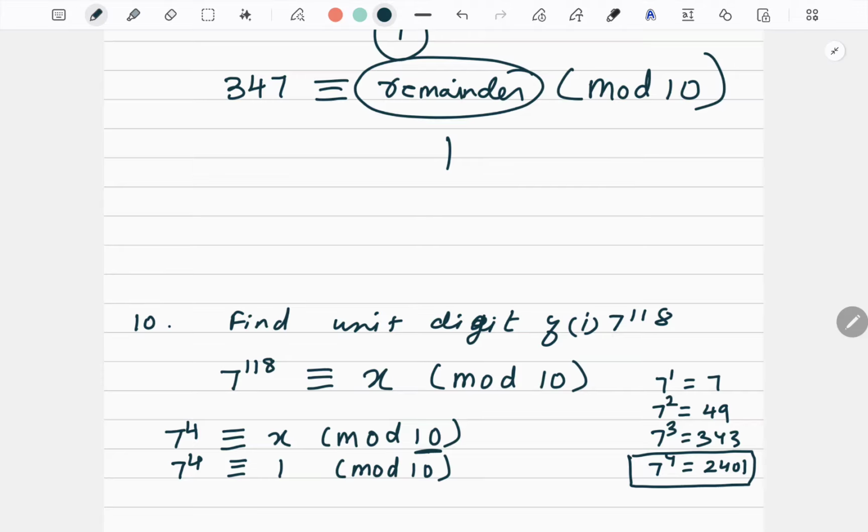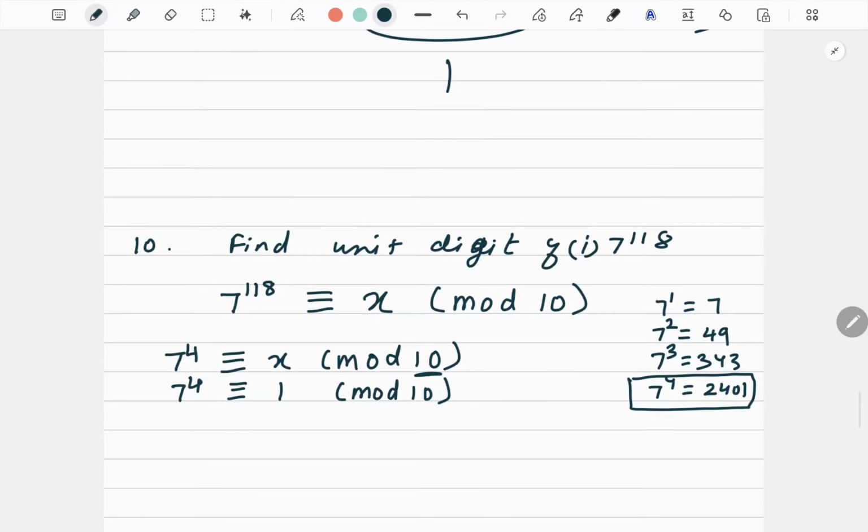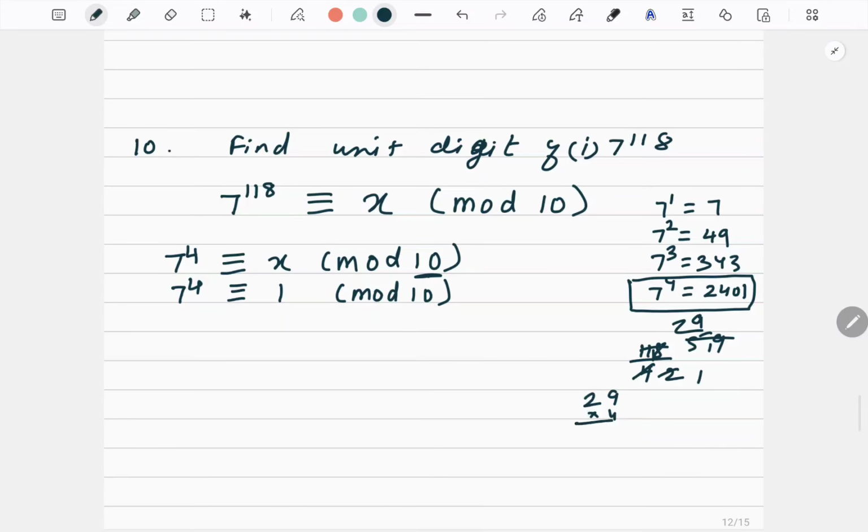So I want to go close to 118. How will I go close to 118? I have to multiply something by 4 to get 118. So 29 into 4 is how much? 4 nines are 36, 6 here, 3 carry over. 4 twos are 8, 9, 10, 11. 116 I am getting. Okay, 116 I am getting when I am raising it to the power 29.